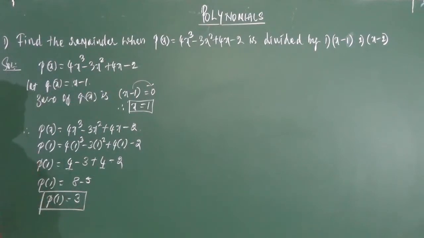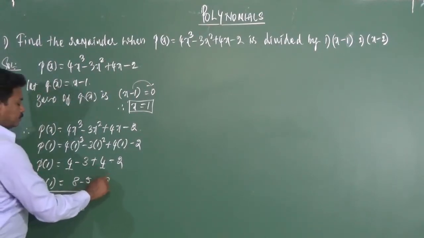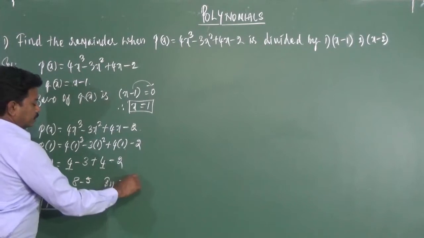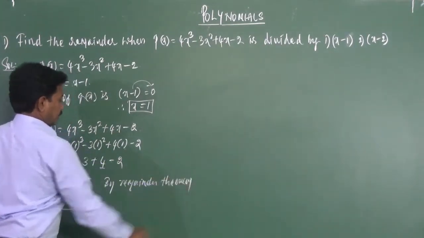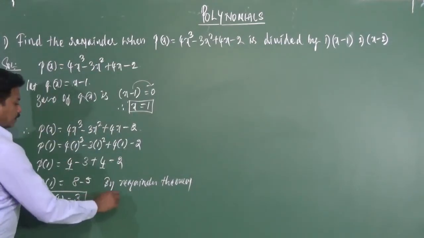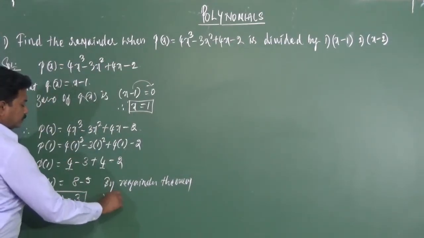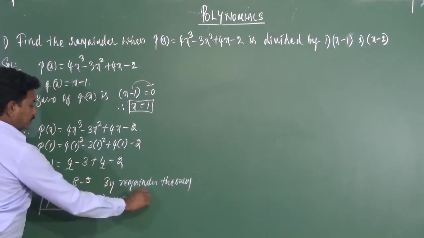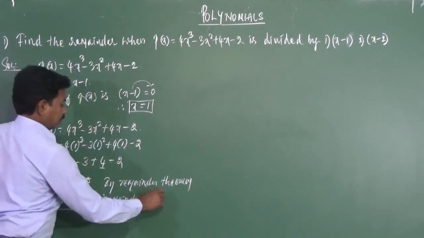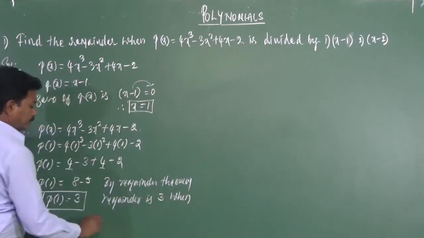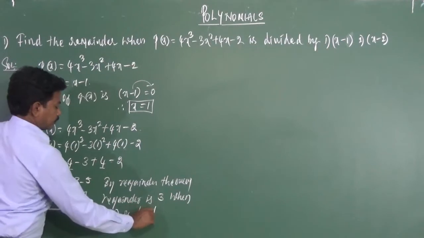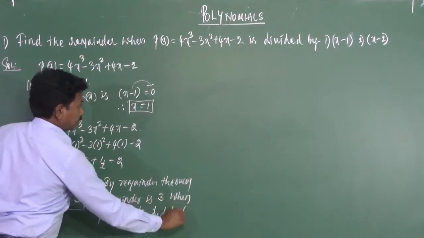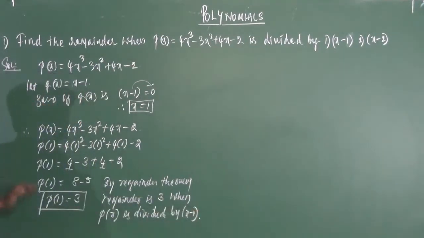So here by the remainder theorem, you have to write this, very important. By the remainder theorem, the remainder is 3 when p of x is divided by x minus 1. So this is how we have to conclude this. This is a very important part.